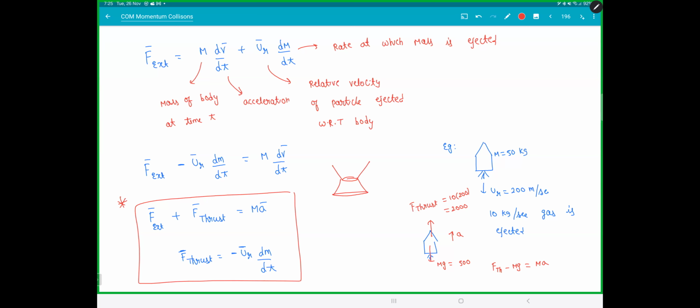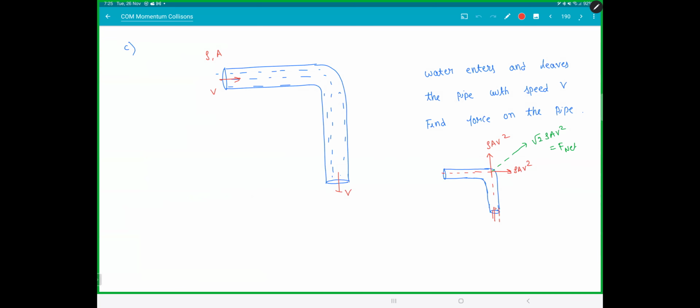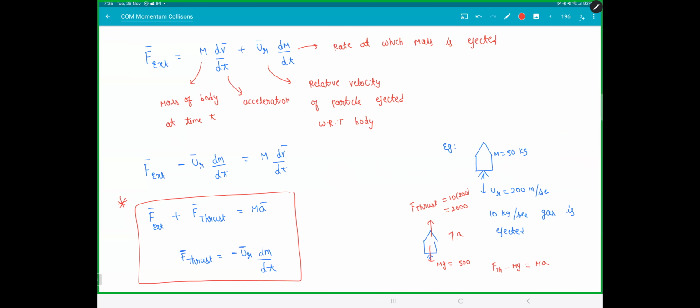But if you make it too small, there is a chance it will explode like a bomb. So you have to have a balance. You can't make it too small. If you make it too big, you don't get enough thrust. That's it. If they ask you a rocket-based question, they will give you u relative and dm by dt. You can just put in a force and solve it like a regular question. Clear with this? Let's see if you have questions on this. I think that will make things more clear. But this can be used anywhere, whenever there is an ejection.